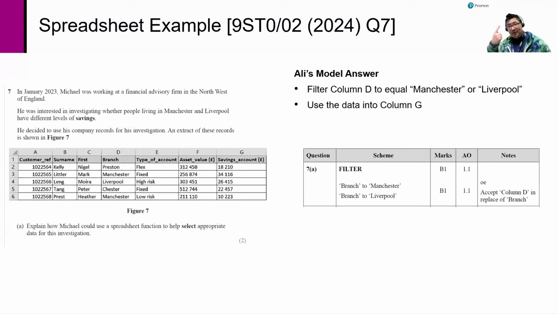All you needed was the word filter for 1 mark and the Manchester and the Liverpool. Okay, and you don't even have to use the column D. You could say just branch. That was fine as well. And using the data in column G, that actually didn't get you the mark at all, because that's not what was required. It was just requiring the filter and the Manchester and the Liverpool part. So I've gone a little bit more detailed there, but it's not technically incorrect, and therefore I would get both marks for that.